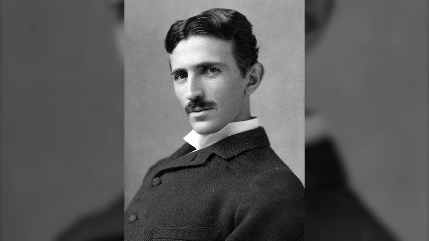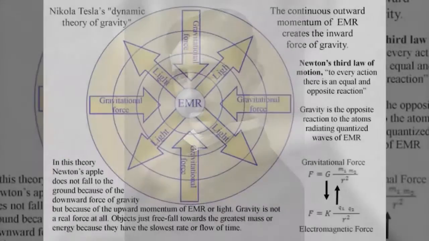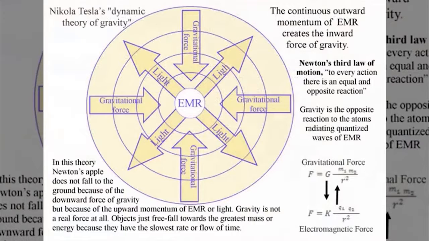Now, the reason that was such a breakthrough for me in my research is because, as you heard at the end there, Nikola Tesla's dynamic theory of gravity implies a direct correlation to electromagnetic radiation, aka light, and gravity, along with time itself. This is huge.